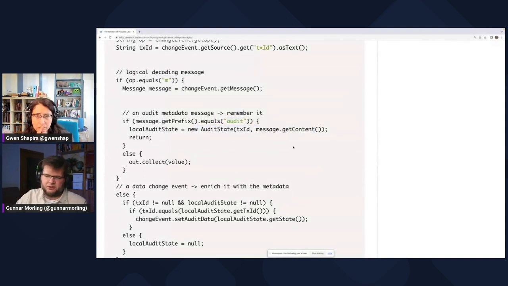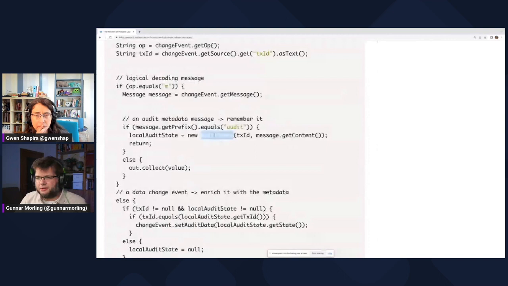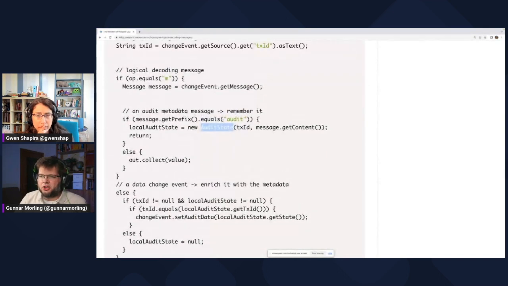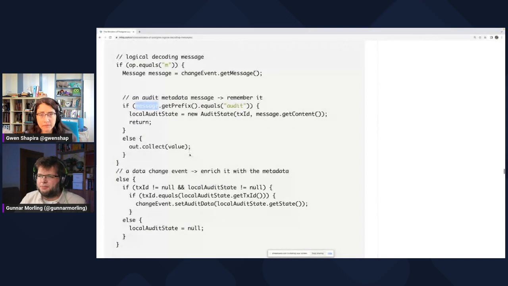We don't need to go into the details too much. We just remember this state in memory, let's say. If it's another logical decoding message which isn't an audit message, we would just propagate it to the consumers. But for the audit messages, we have remembered what we got there as our metadata.